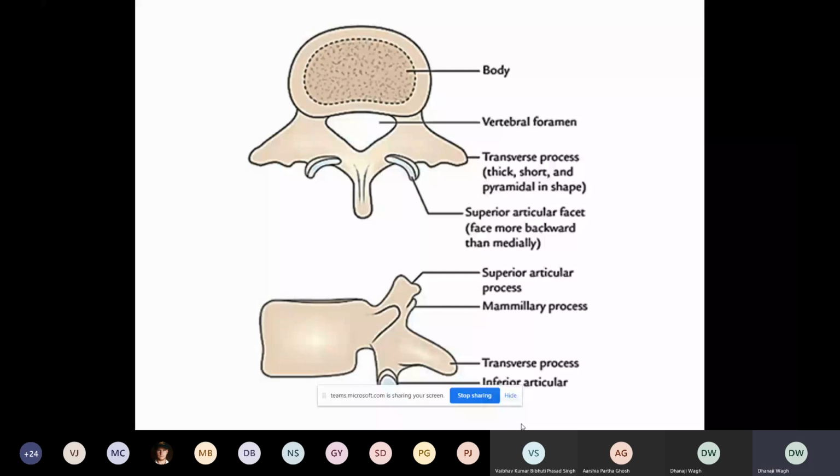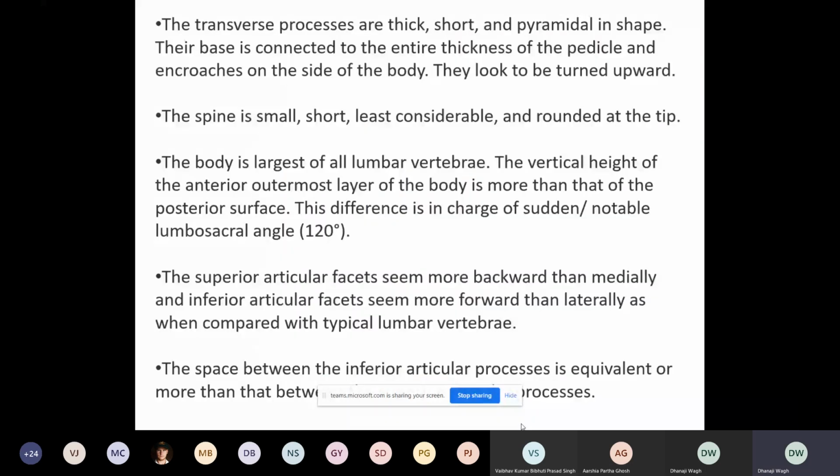What are its characteristics? The transverse process is thick, short, pyramidal in shape. Its base is connected to the entire thickness of the pedicle and encloses the side of the body. They look to be turned upward in direction. What about the spine? The spine is not very considerable and is rounded.